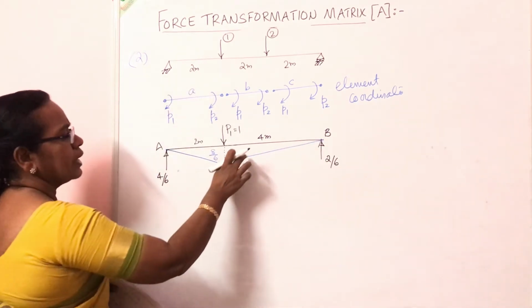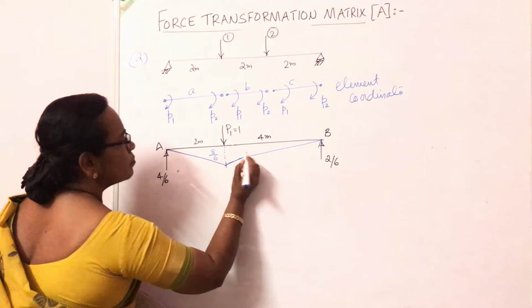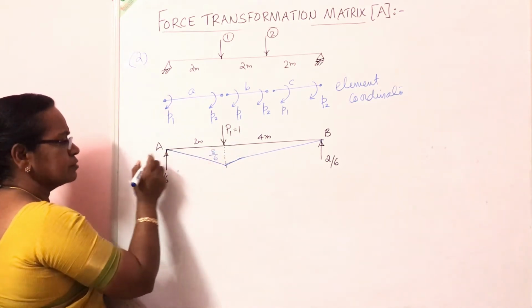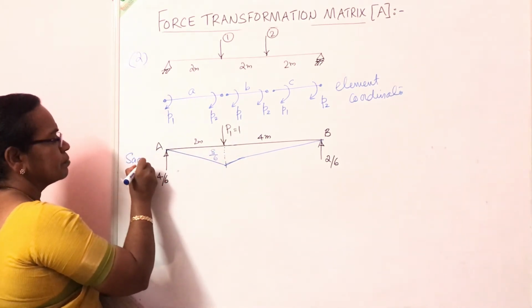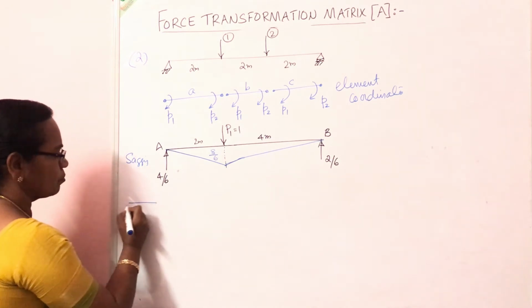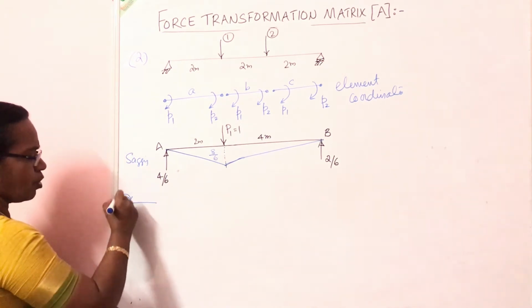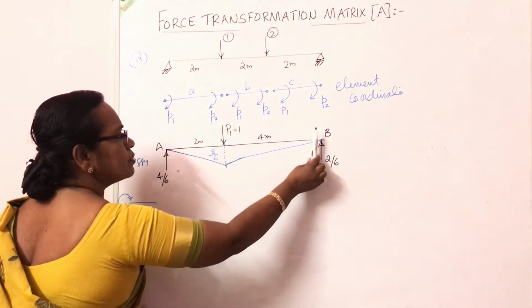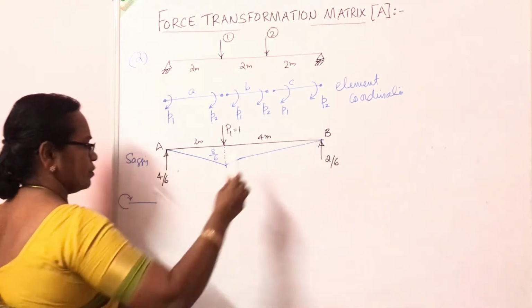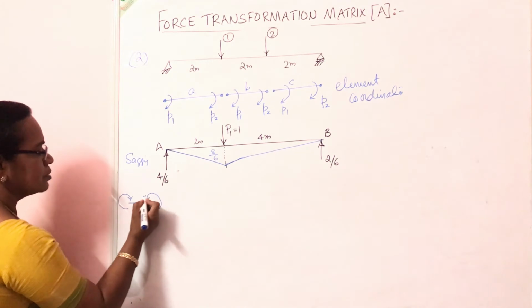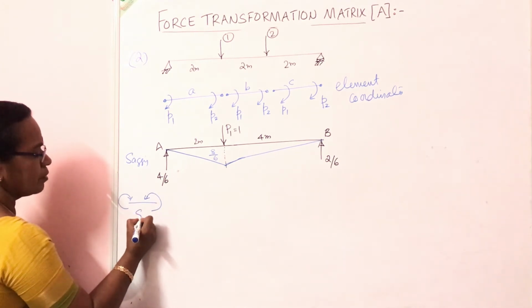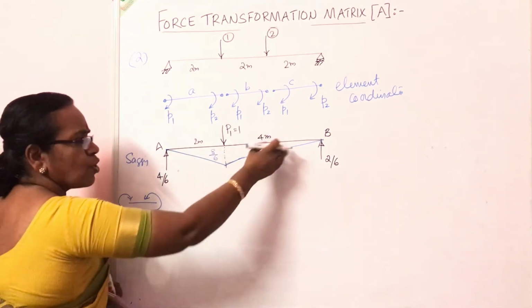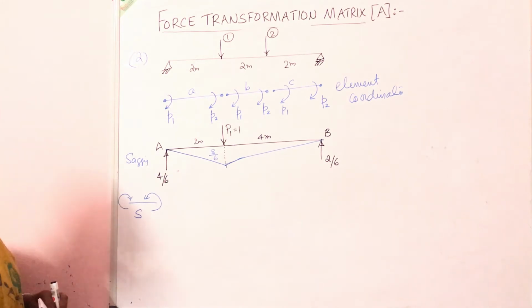So this is the bending moment diagram when a unit load is acting. This is called a sagging moment. Here it comes clockwise, tends to bend the beam upwards, downwards. 2 by 6 into 4, this tends anti-clockwise. So this is a sagging moment, and this bending moment diagram is drawn below the line.